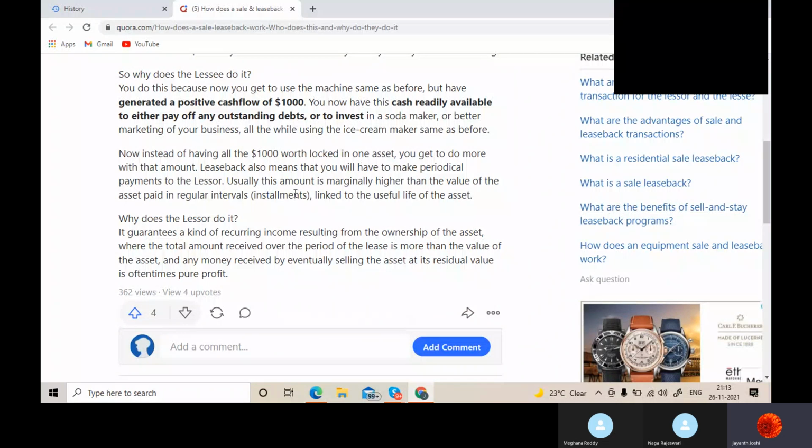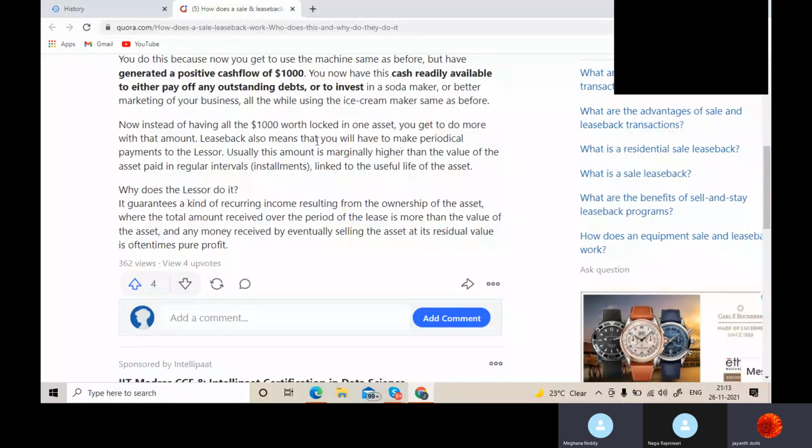So you understood now everything that is happening? So this lessee got the money and he can use it, and the lessor is guaranteed a kind of recurring income resulting from the ownership of the asset. So he has asset ownership also. If that guy does not make the payment, the lessor can sell the asset and get the money. Got it? In that case also he can earn good profits.